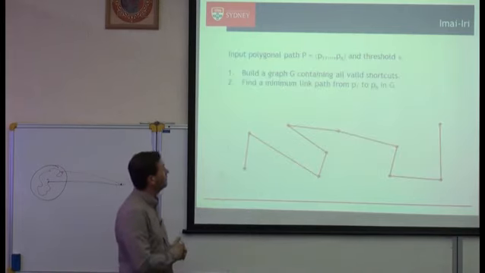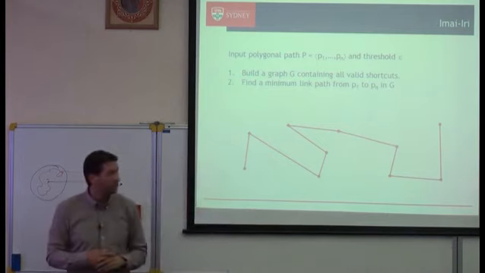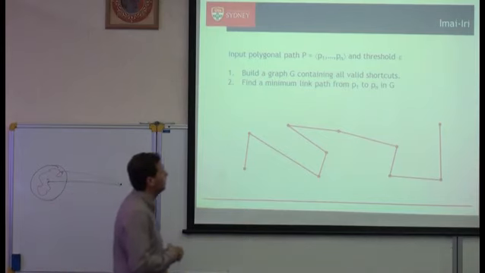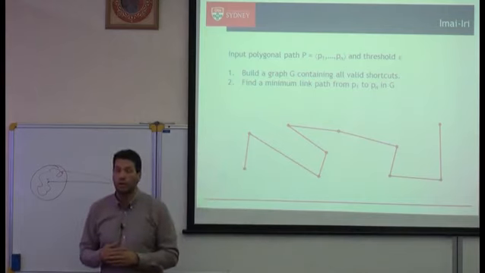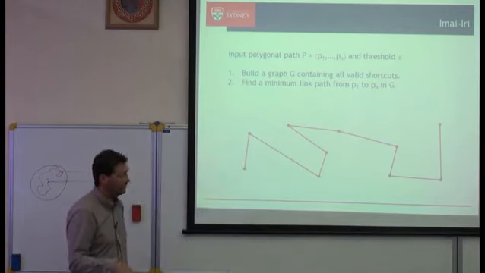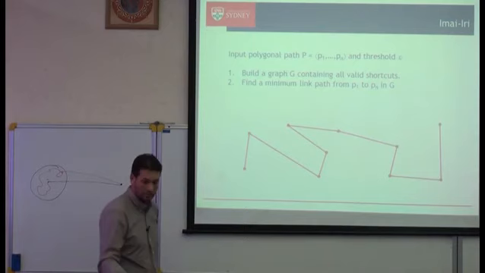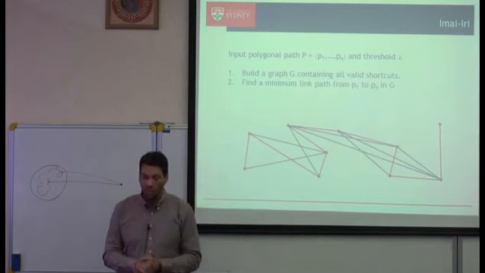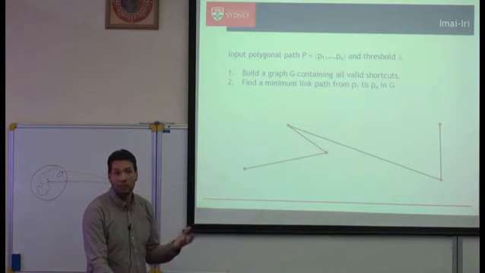So the idea is very simple. You take the input path and your threshold epsilon, and then you build a graph of all valid shortcuts. And then in this graph, you just compute the minimum link path, the path with the minimum links. So it seems obvious that this works, right? You compute all valid shortcuts, and then you just do a shortest path query in this graph. And each edge will cost you one.